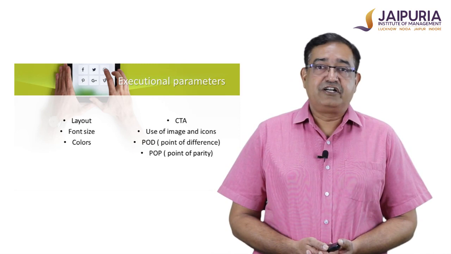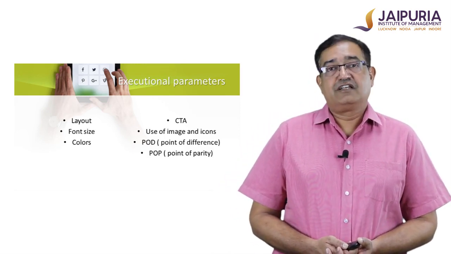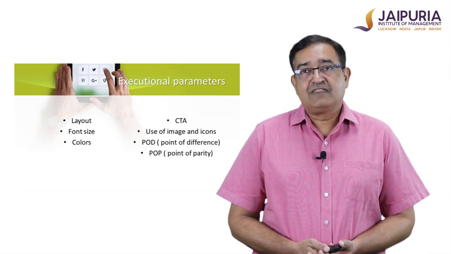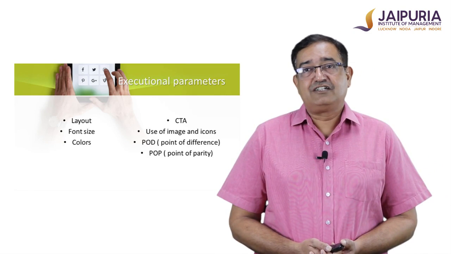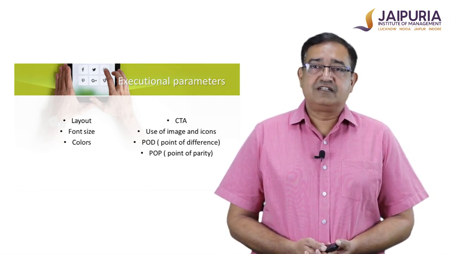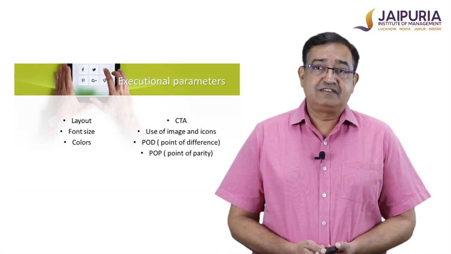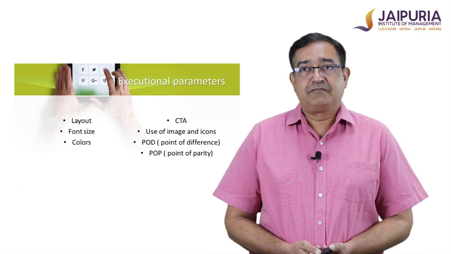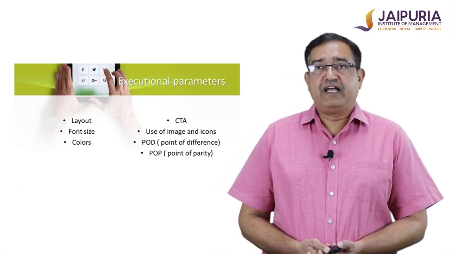Colors are very important according to your theme and your creative policy, and accordingly you use different colors. Then CTA, click-through call to action, that uses the image as well as the icons. And you also need to look at what is the POD and what is the POP. It means what is the point of difference as well as what is the point of parity. So these are the executional parameters we need to keep in mind.